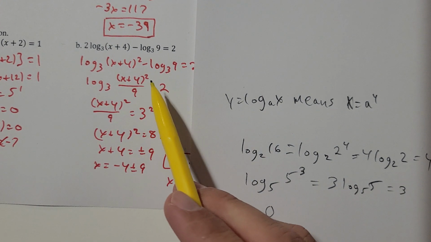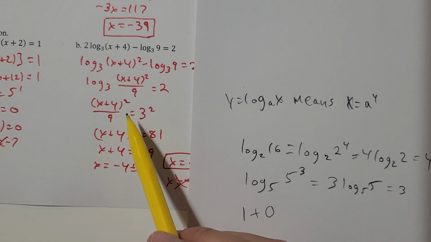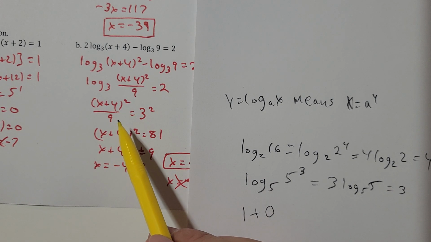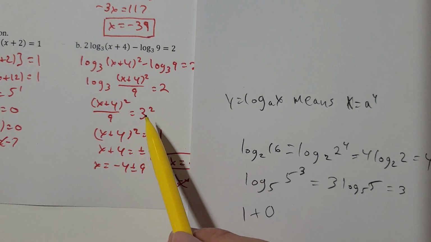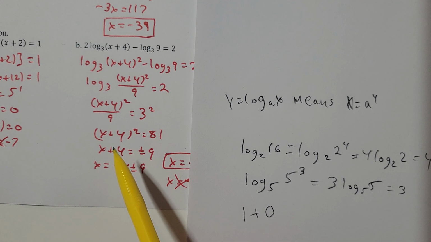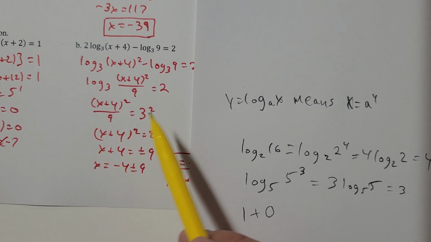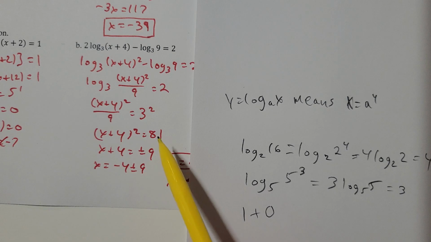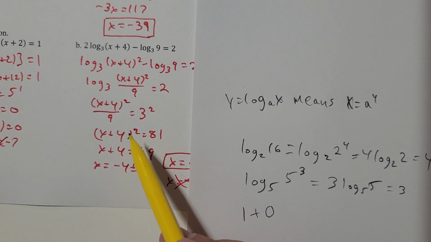And let's see, x plus 4 squared over 9, that's the input. That's me all alone on the exponential. 3 is the base, and 2 is the y value. 3 squared is 9. Okay, if I multiply both sides by 9, x plus 4 squared equals 81. I don't have any logarithmic notation anymore, right? So that's good. That's what I wanted.